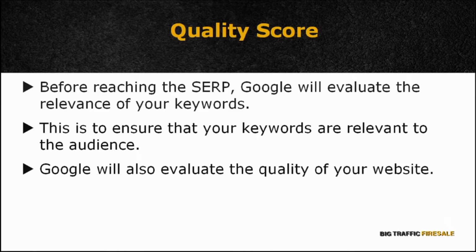The next factor is the quality score. Before your keywords can reach the results page, Google will evaluate the relevance and the usefulness of your selected keywords for ads. This is to ensure that your keywords are relevant to the users. Google also looks into the quality of your website.